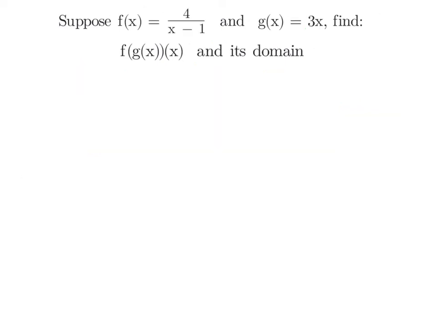So now let's try that same process, but using two different functions. So let's say my f of x is a rational function, so 4 all over x minus 1, and let's say the g of x is just 3x. So let's find f of g of x when our input is just x, so that means I'm going to have an x in my output function, and then let's find its domain.